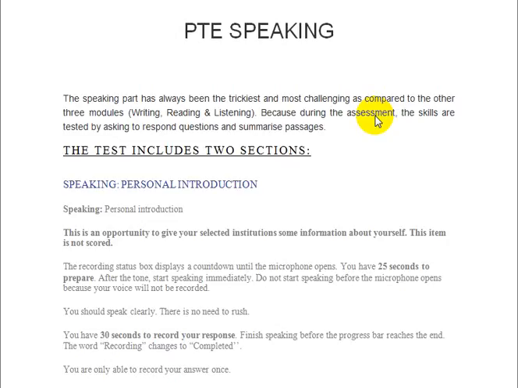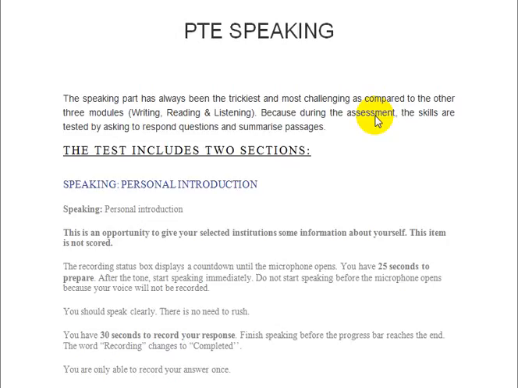The PTE Academic Speaking Test includes two sections, that is speaking section 1, which includes a personal introduction. This is an opportunity to give your selected institution some information about yourself. This item is not scored. So the introduction section helps you to get familiarized with the exam. Even though you might have practiced it a lot, when you sit for the main exam, the introduction section helps you become much more familiarized with the actual exam conditions.